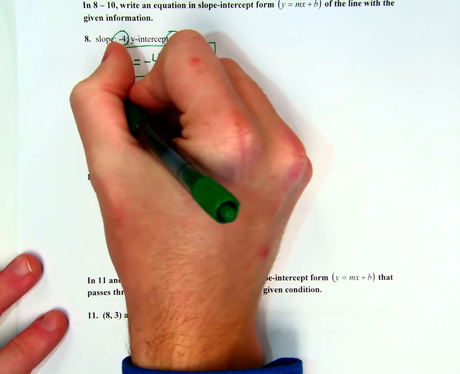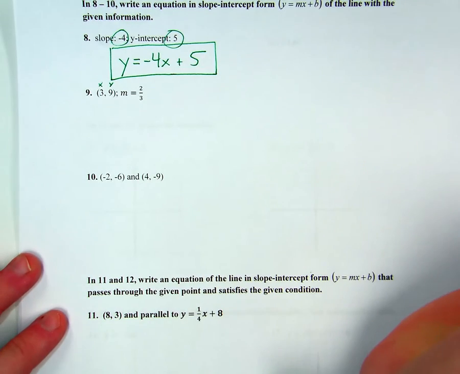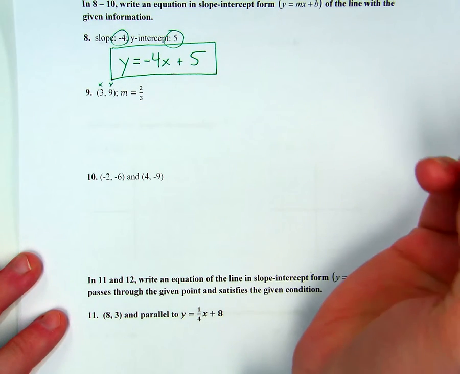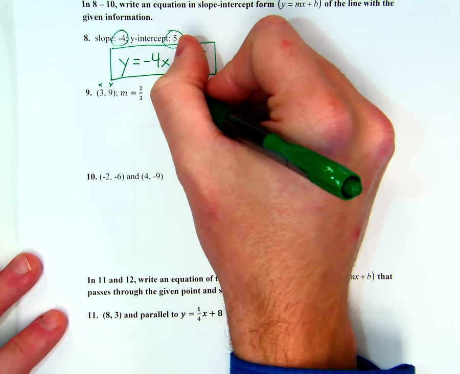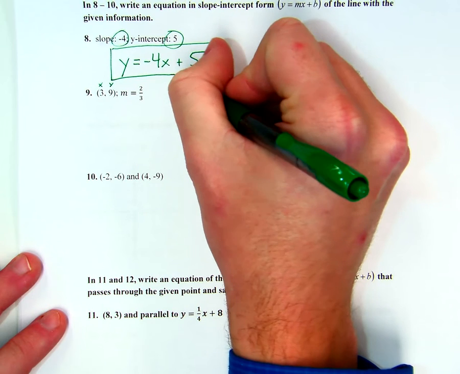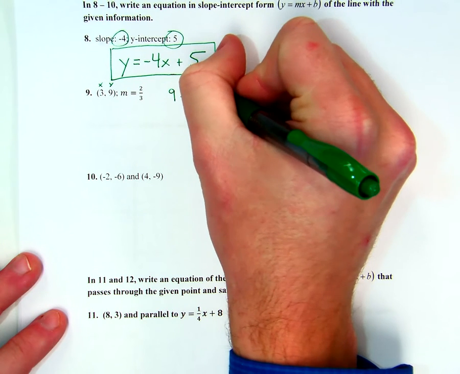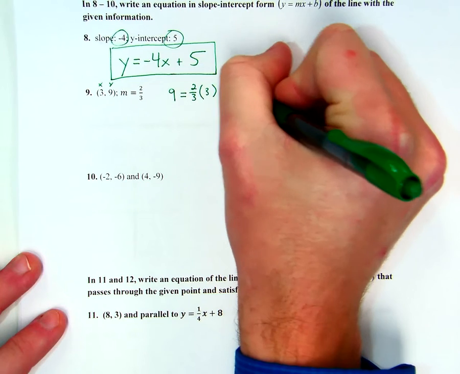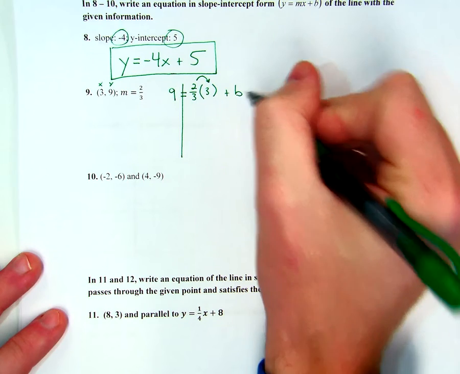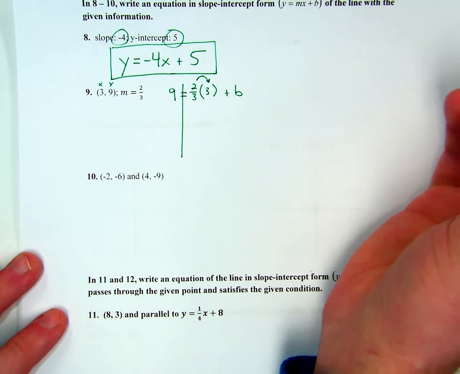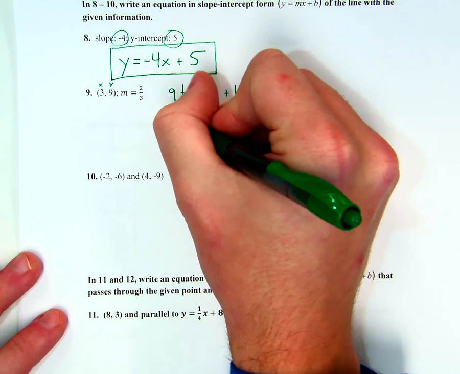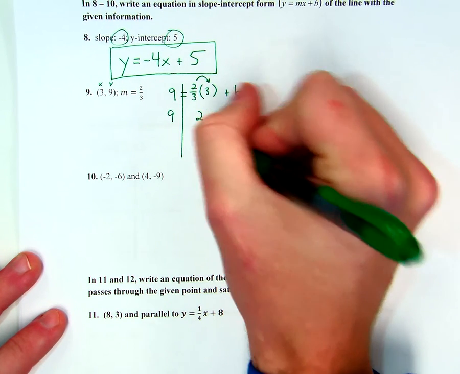The next one gives us a coordinate point, which is an x and a y, and it also gives us a slope. So what we need to do is write a y equals mx plus b using the information that we have. Instead of y, we'll use the y value, which is 9, equals m times x, or 2/3 times 3 plus b. What we're doing is using the information we have to find out what b is, because that's the information we need. 2/3 times 3 is 2, so we end up with 9 equals 2 plus b.